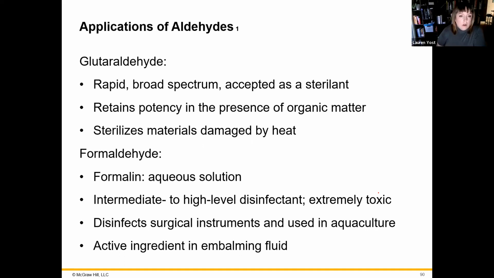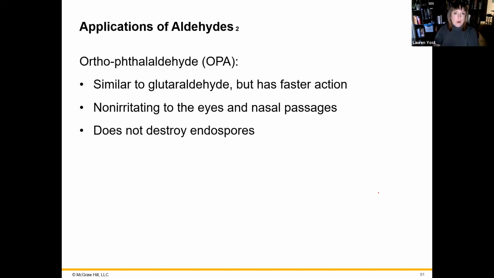So glutaraldehyde is broad spectrum, and we use it as a sterilant. We use it in the presence of organic matter, of course, and this will sterilize materials that would typically be damaged by heat. And then we have formaldehyde, where formalin is the aqueous solution. It's a high level to intermediate level disinfectant, and it is extremely toxic to people. Most of us are aware that glutaraldehyde is not great, but formaldehyde is really not good for you. It's used to disinfect surgical instruments, and it's the active ingredient in embalming fluid.